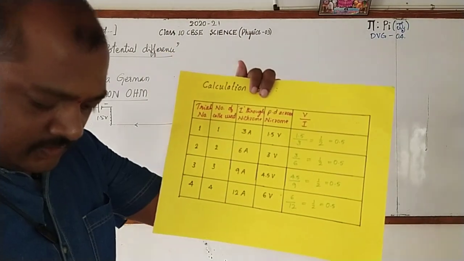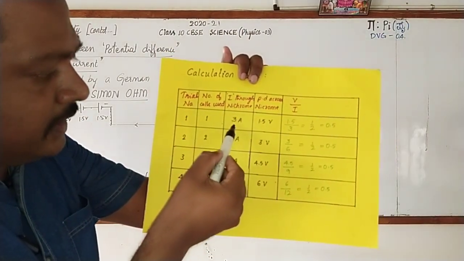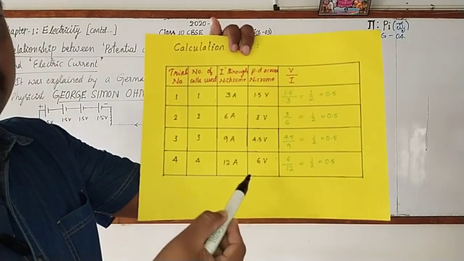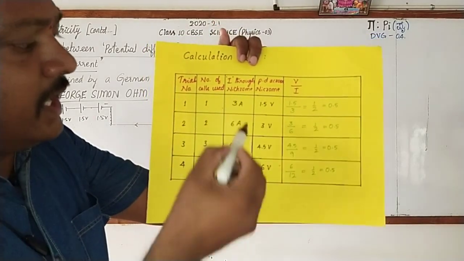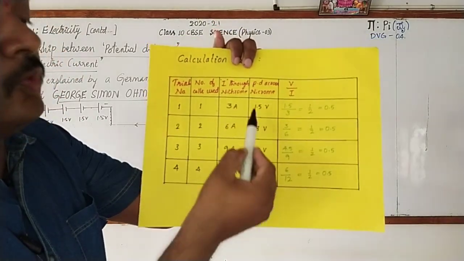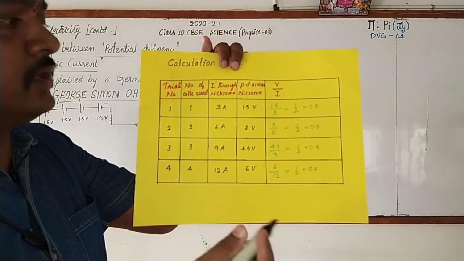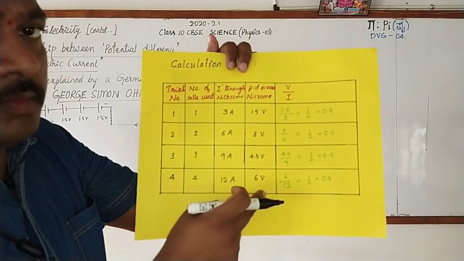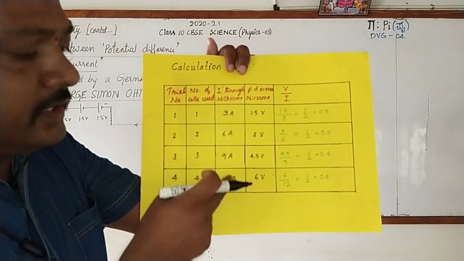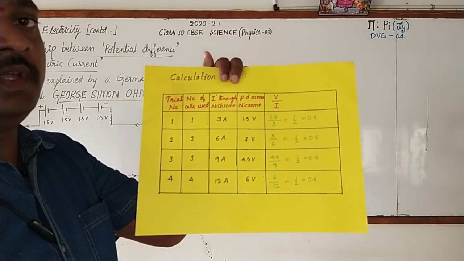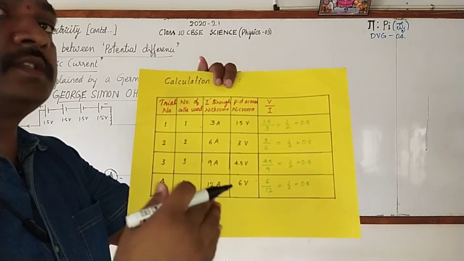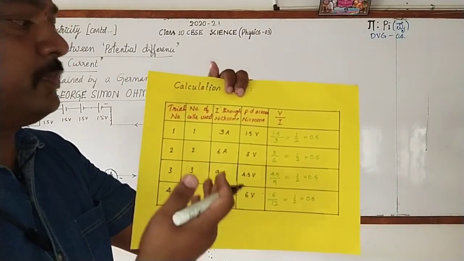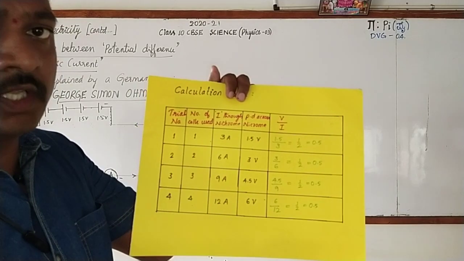You can notice that as the current increases, what about the voltage? The voltage is also increasing, right? Then as the current decreases, the voltage also decreases. You can also say it like this: as the voltage, nothing but the potential difference, increases, the current is also increasing. Hence, can we say that current is directly proportional to voltage? Yes. Or voltage is directly proportional to current? That is also right.